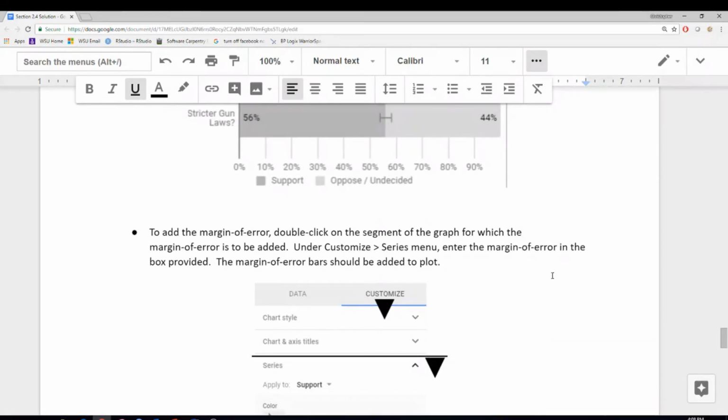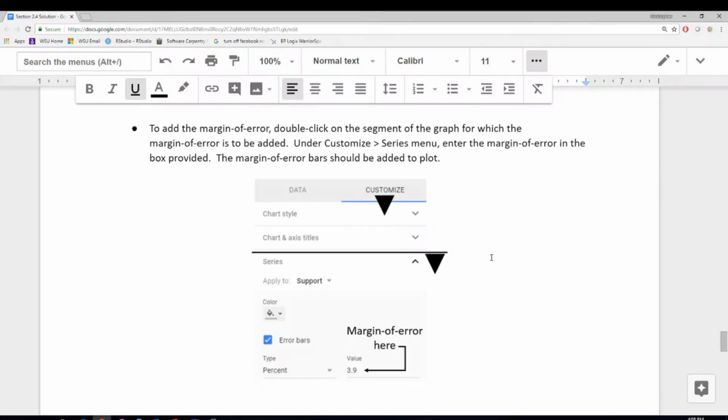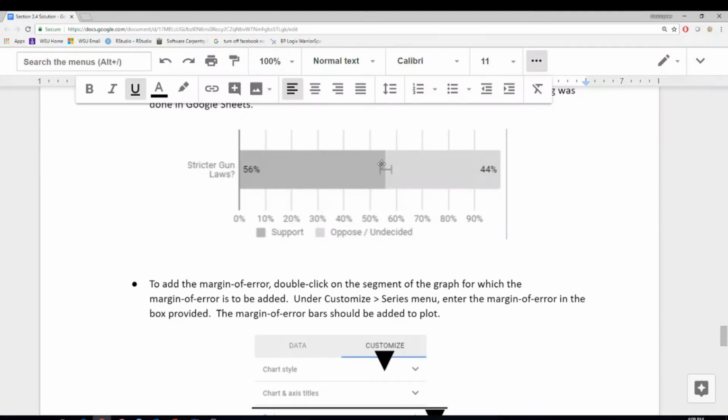You simply need to select the bar that you want to add the margin of error to. You can double click, select Customize, and then underneath the Series menu, you can specify a margin of error quantity here. I've entered that as a percent here of 3.9%, and once that is done, it'll add the margin of error to your graphic for you.